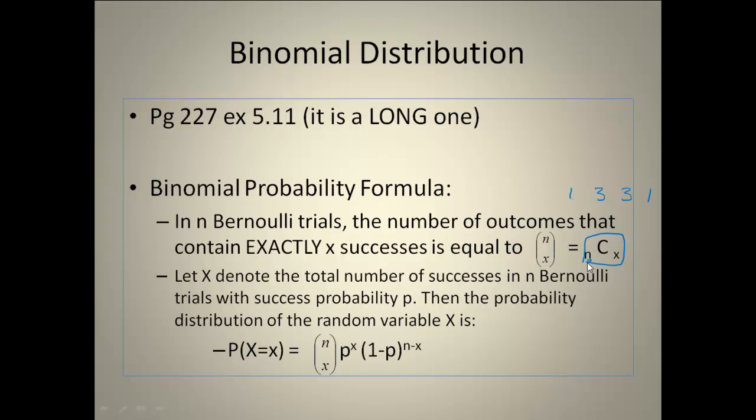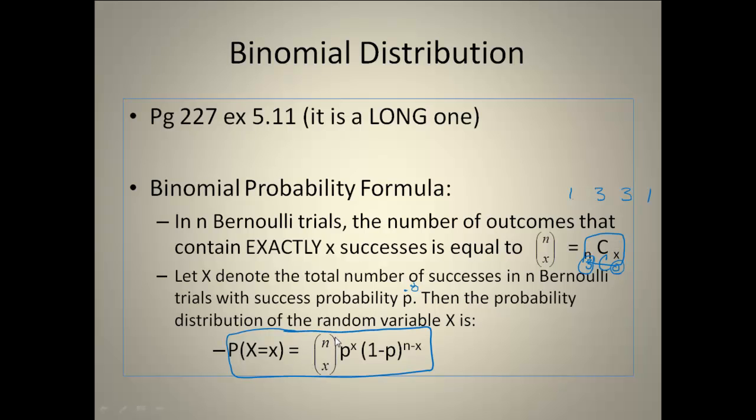So to get the 1, I had 3 choose 0 because I had n outcomes and I wanted exactly 0 successes. So then let x denote the total number of successes in n Bernoulli trials, with success probability being p. So for our example, this was 0.8. Then the probability distribution is this. So we've got this nice formula that will do our probability distribution without having to list all of our outcomes.